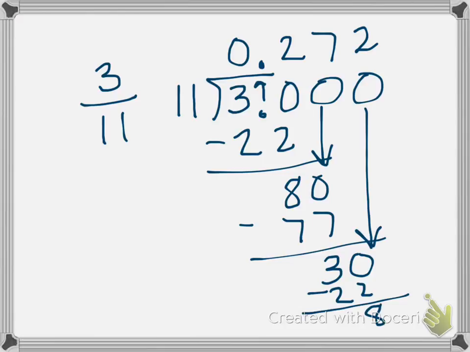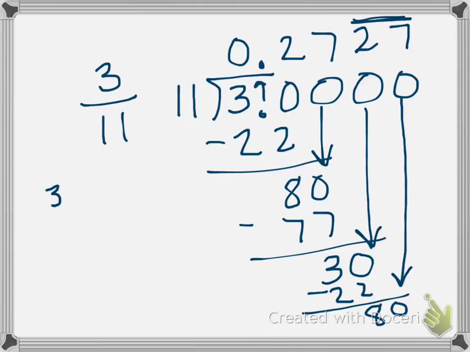I'm left with 8. Hey, look what's happening again! If I bring down another 0, 11 goes into 80 7 times. That means this is going to keep repeating forever and ever. So 3/11 is equal to 0.27 repeating. Let's do one more.